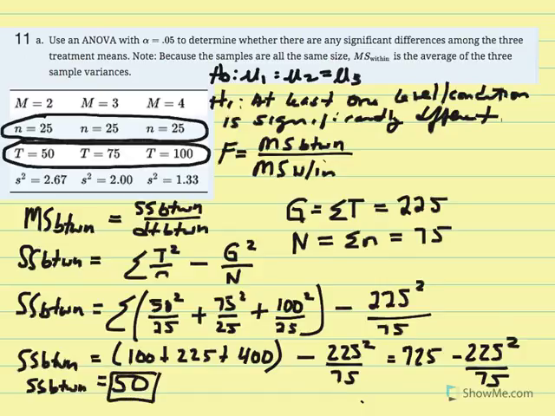An additional value we should calculate now is the degrees of freedom between, and let's see if I can fit it in down here. So degrees of freedom between is equal to, our equation is k minus 1. K represents how many conditions or levels we have. We have 3. 3 minus 1 gives us 2. So we're going to transfer this into our table. So again, SS between is equal to 50. DF between is equal to 2.